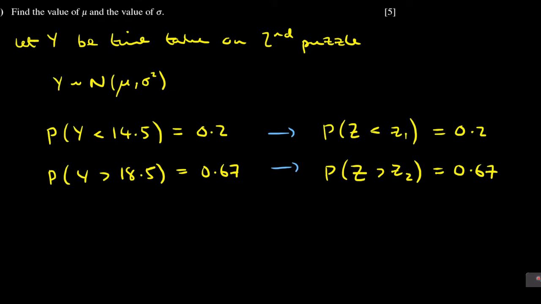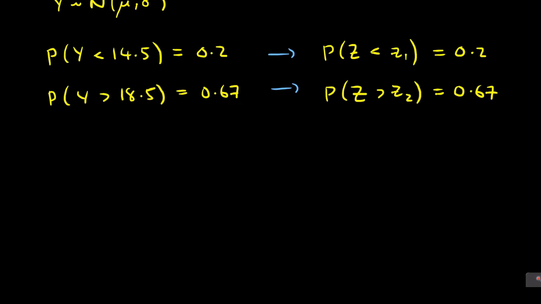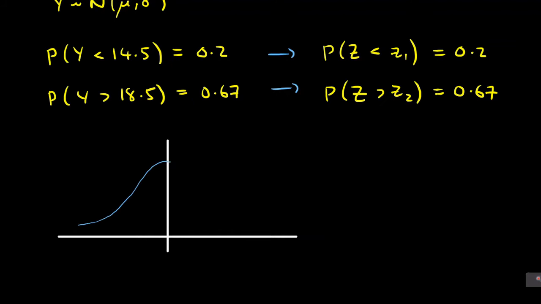So let's focus on the first one. The probability that Z is less than Z1 being equal to 0.2. Well, probably a good idea just to draw out what our distribution looks like, right? So let's draw out the Z distribution. Like that. And it's going to be centered on the point Z is 0. And we've got a curve that looks roughly like that. And if we've got a probability that we're less than Z1 being 0.2, then Z1 we're saying is kind of like here.